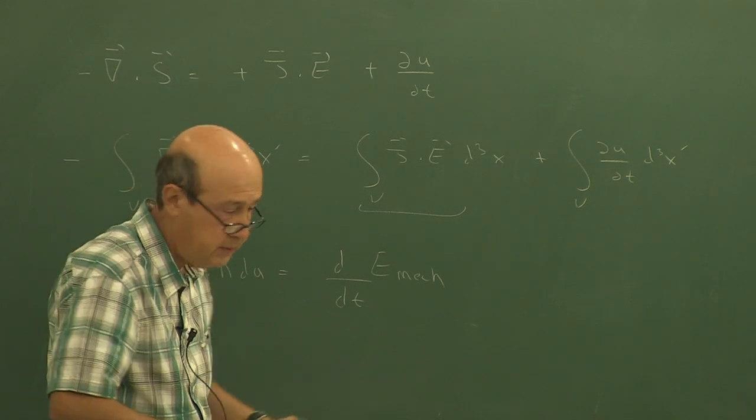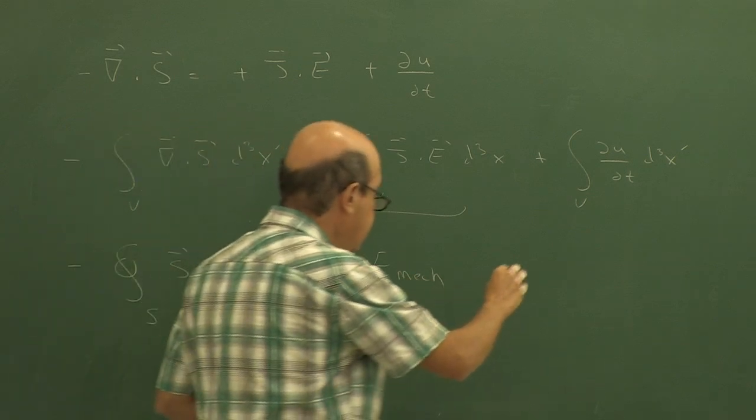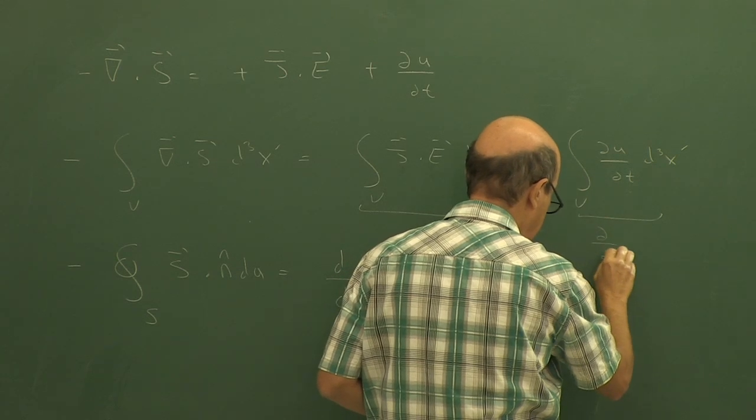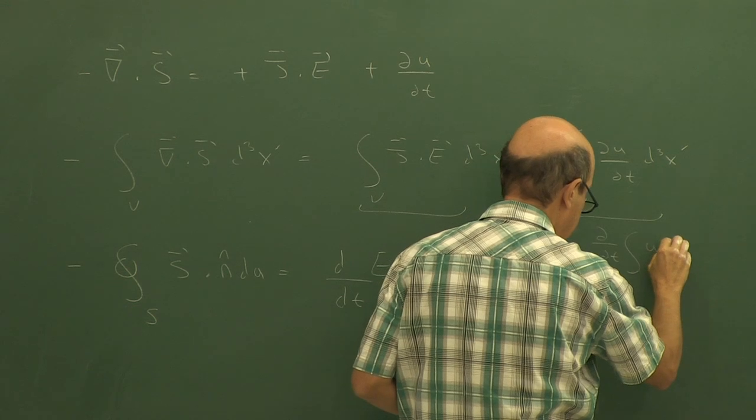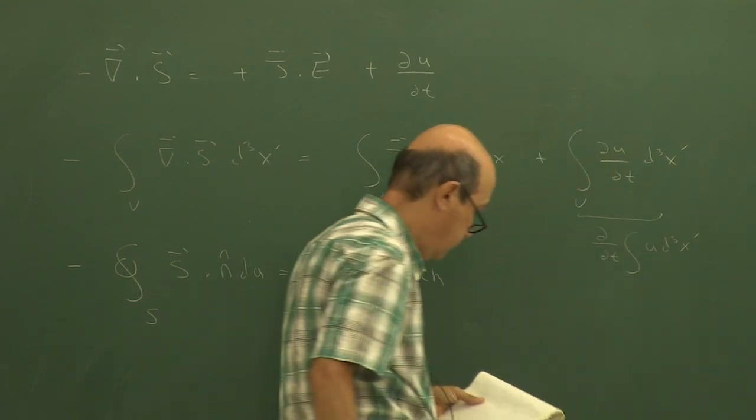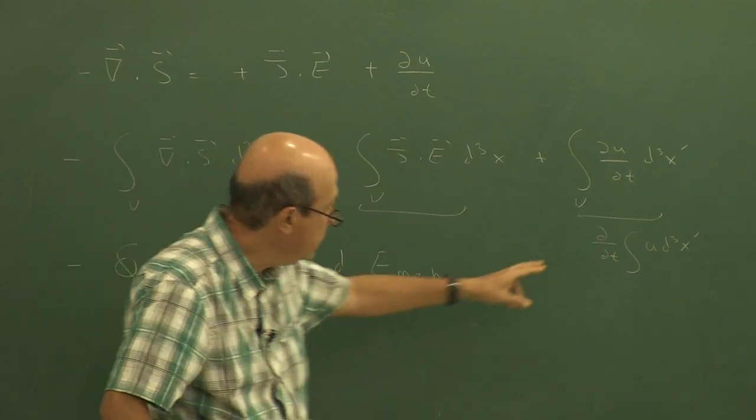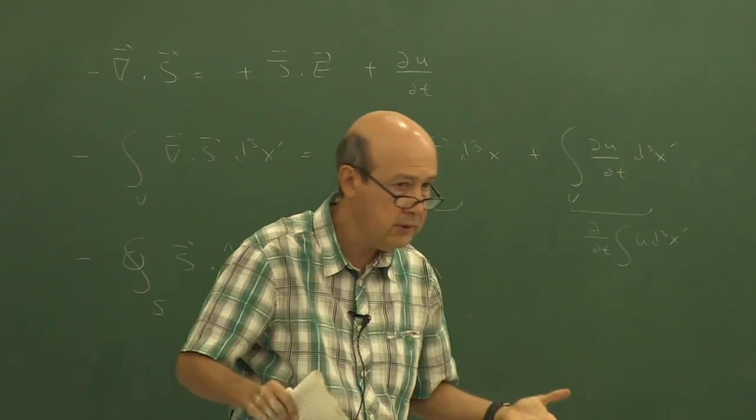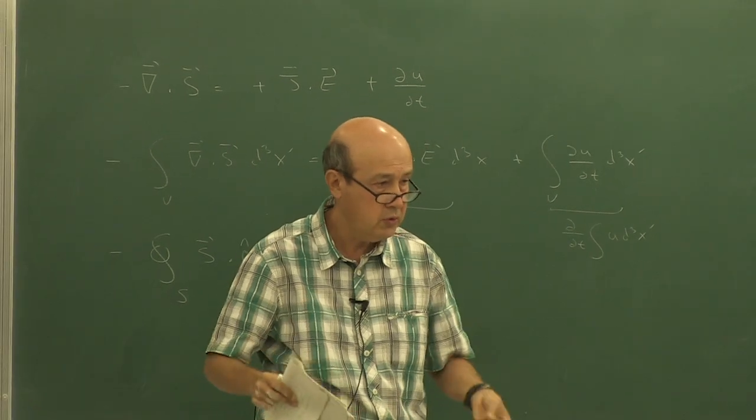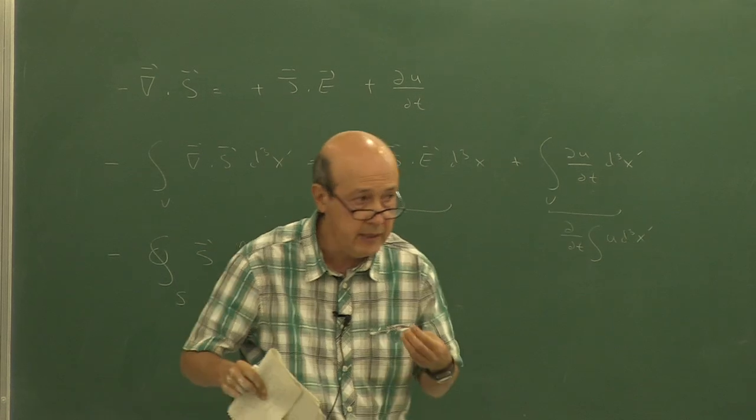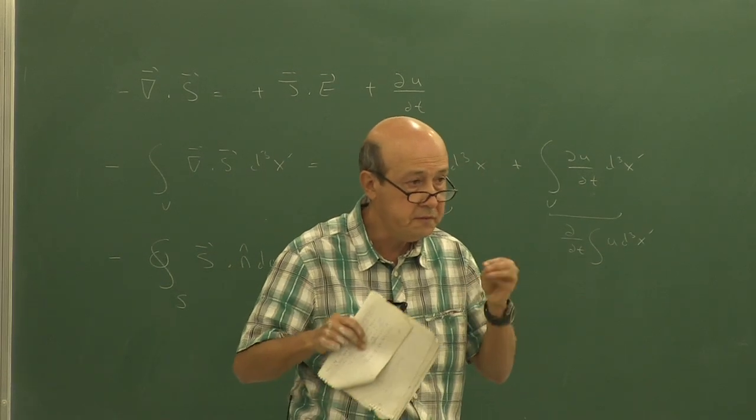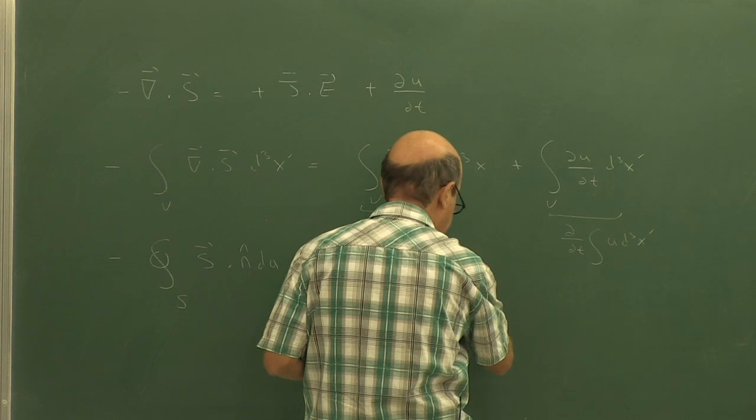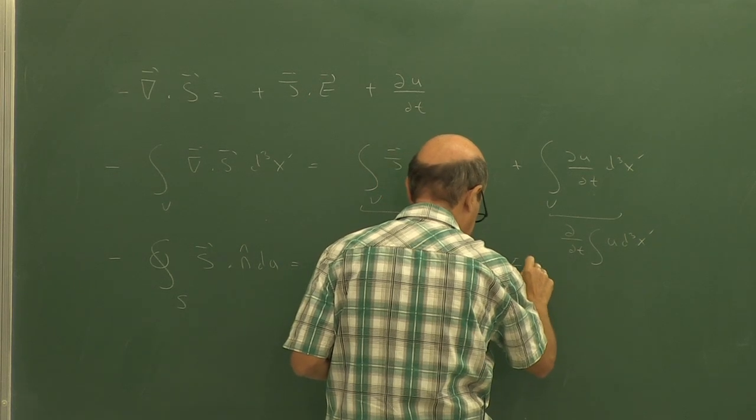Okay, motional. And if you look at this term, you can take this to the outside, del over del t of the integral of u d cube x. What is the integral of the energy density through the volume? Automatically, that is the total energy. But total energy of what? Total energy of the fields, E and B fields. So basically you have the total energy of the fields.